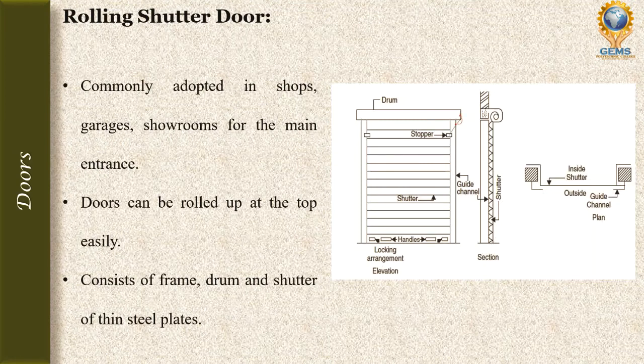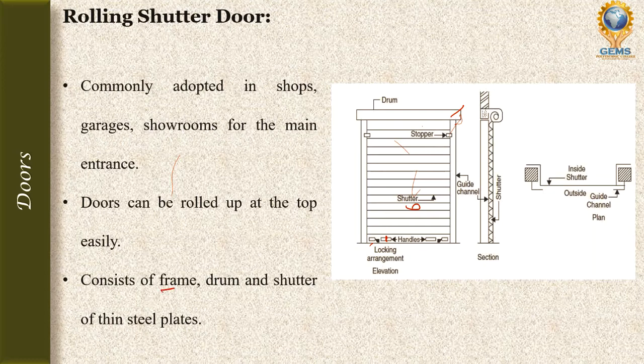So we will have a handle to pull up the door and a locking arrangement to lock the door. This is the shutter part and we have a stopper here. The stopper will help us to stop the shutter from rolling into the drum. This is the drum that the shutter will roll inside. So the door can be rolled up at the top very easily.